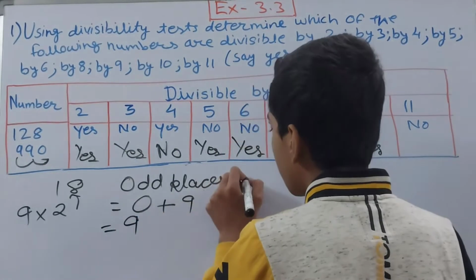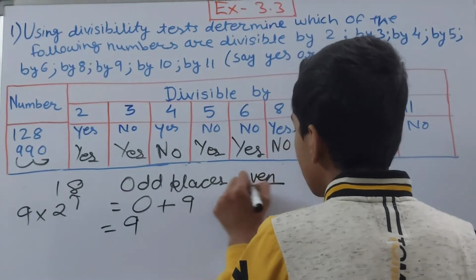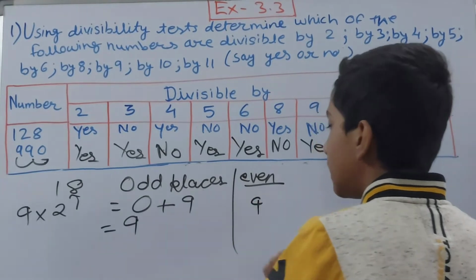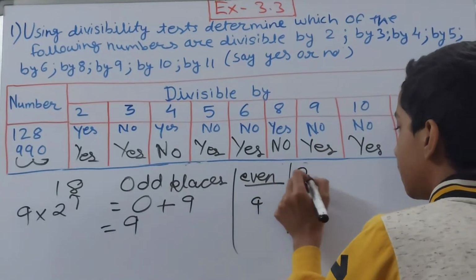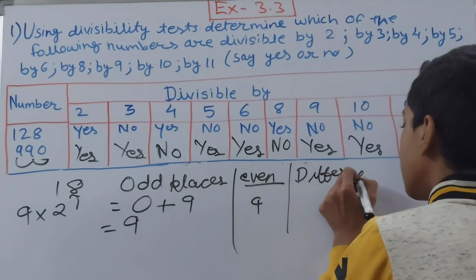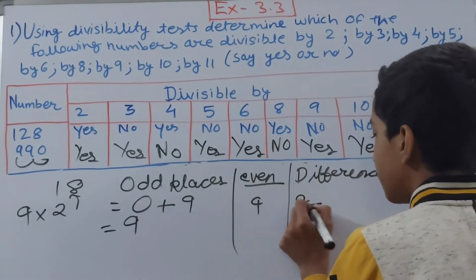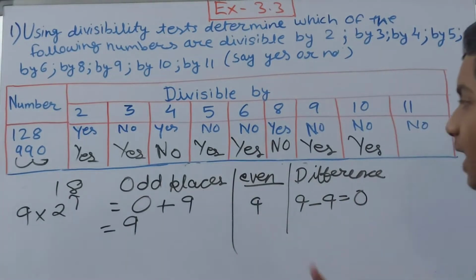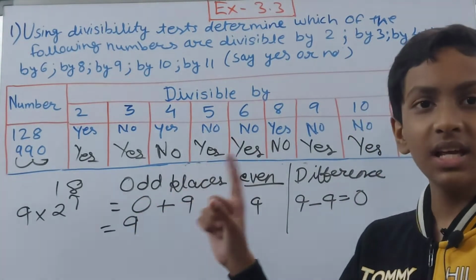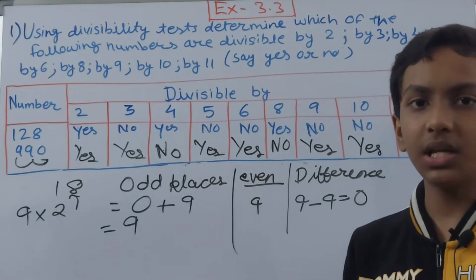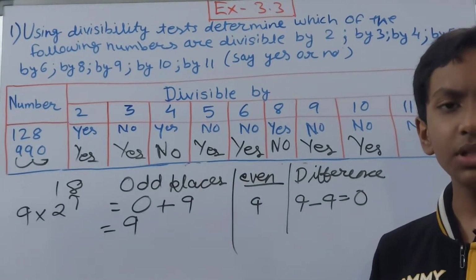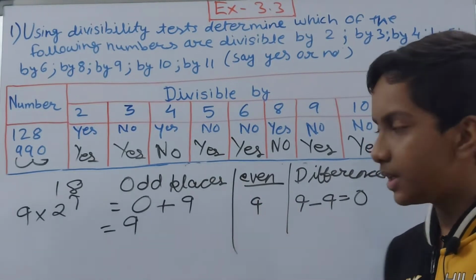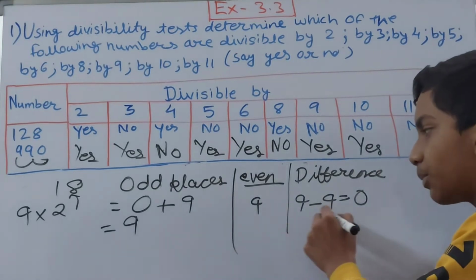We get 9. For the even places, what will we do? Even places, again we have 9 only, so simply you can say 9. Now you will find their difference, right? For difference we will subtract them. 9 minus 9, that is going to be 0. Is it clear till here? You can see first we have added the digits at the odd places, ones and hundreds. We have not taken tens because it is at the second place, and at the even place, second place digit, that is 9, we have taken here. Now we will find the difference.